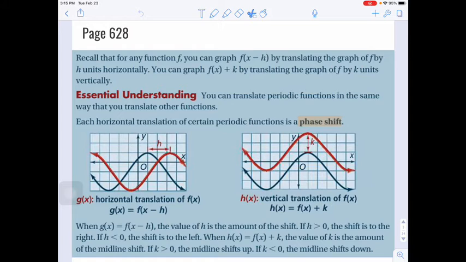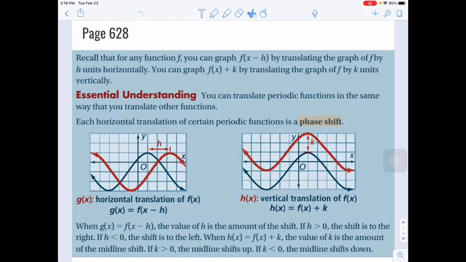You can translate periodic functions in the same way that you translate other functions. Each horizontal translation of certain periodic functions is a phase shift. Horizontal translations move side to side, and vertical translations will shift up and down. When g of x equals f of x minus h, the value of h is the amount of the shift. If h is greater than 0, the shift is to the right. If h is less than 0, the shift is to the left.